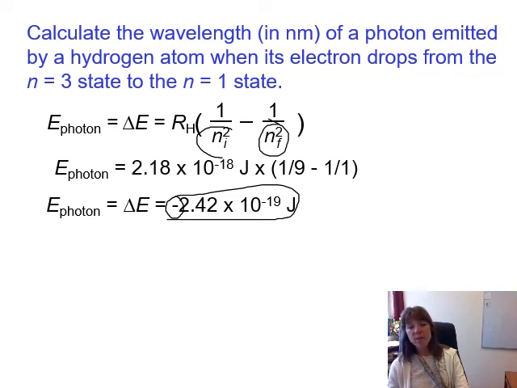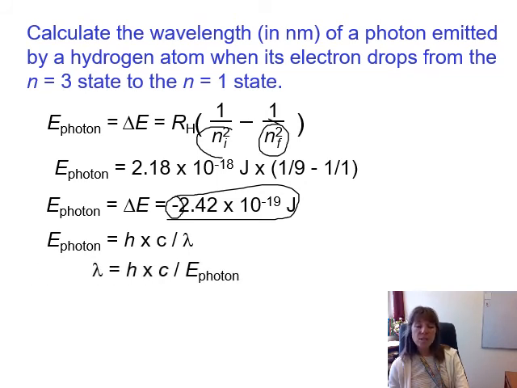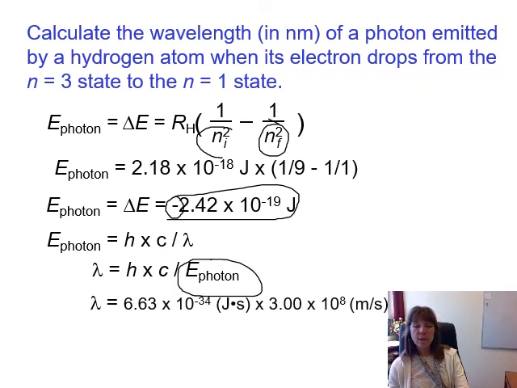Now I want to know the wavelength. So remember that energy is equal to hc over lambda, from Planck's theory. If we put the energy of our photon in there, we can get a wavelength.